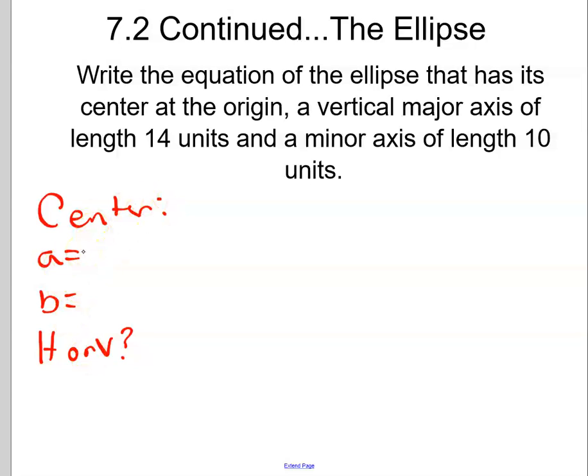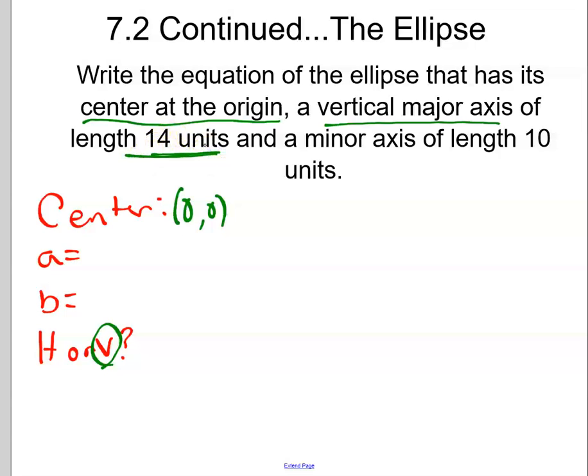All right, so we're going to read through the question and try to figure out these things. We want to write the equation of an ellipse that has its center at the origin. So right off the bat, I see center at the origin. Origin is 0, 0, so the center is 0, 0. Okay, a vertical major axis. So this one's vertical. And the major axis is 14 units long.